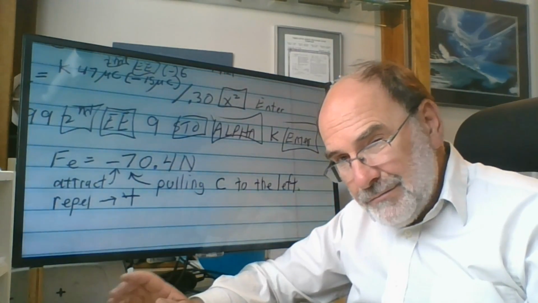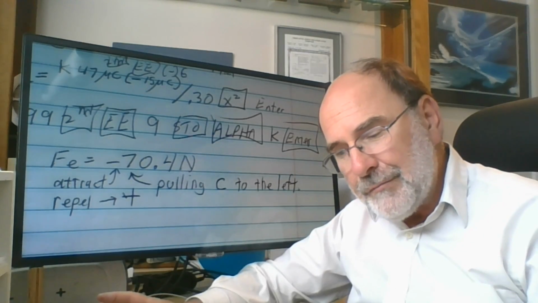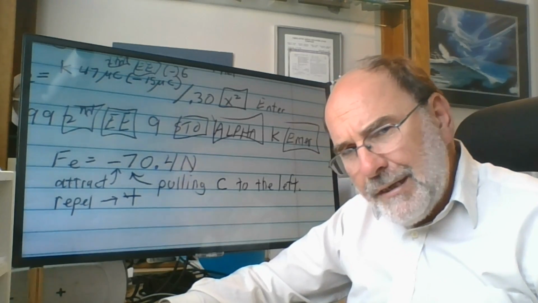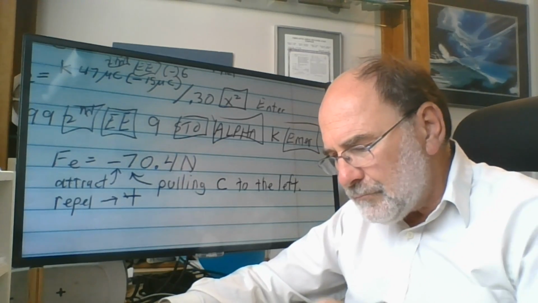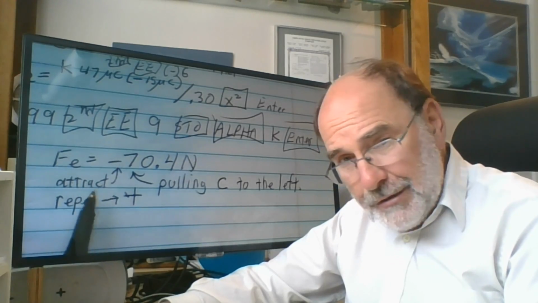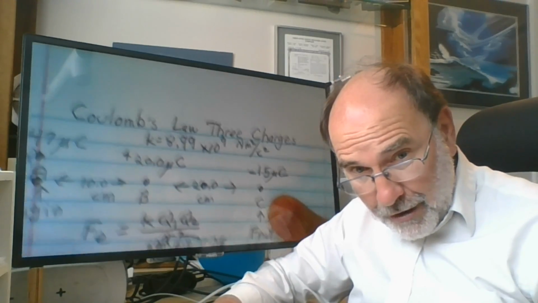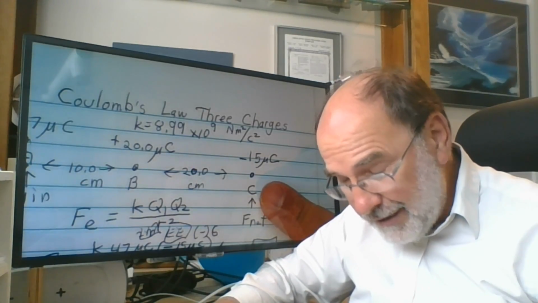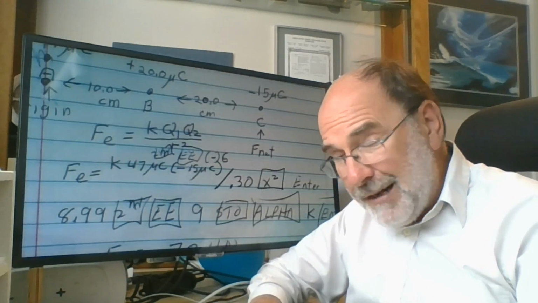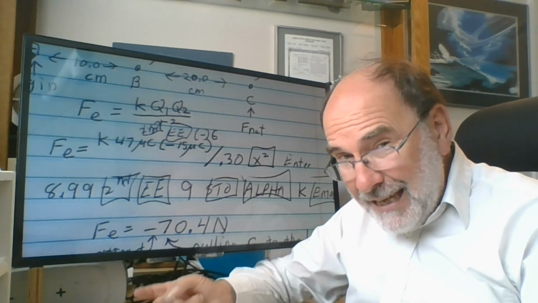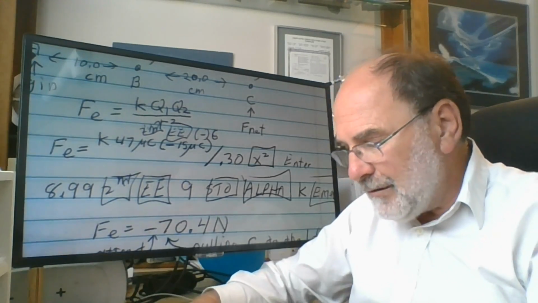That's what you have to go through in this situation. Because if I ask you, great, what's going on at charge A? You would say, well, it's an attractive force caused by charge C, which is off to the right of charge A, and therefore this minus sign means C is pulling A to the right.